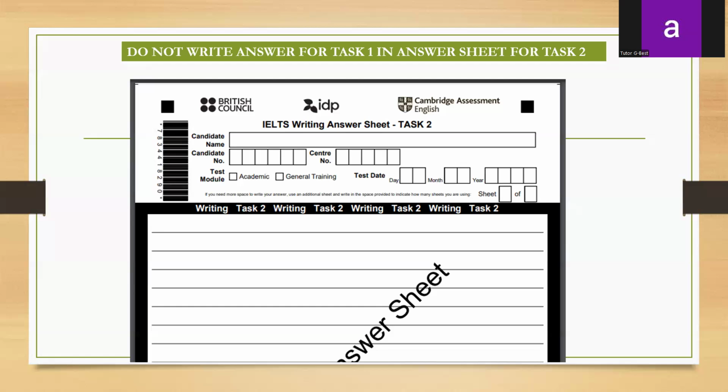You're advised to always start with Task 2. Why? Because it carries double the mark. You're also advised to print the answer sheet so that you can count how many lines will give you the minimum word count. So on exam day, you don't waste time counting inside the hall, and you also don't write below the minimum word count because that will significantly reduce your score.